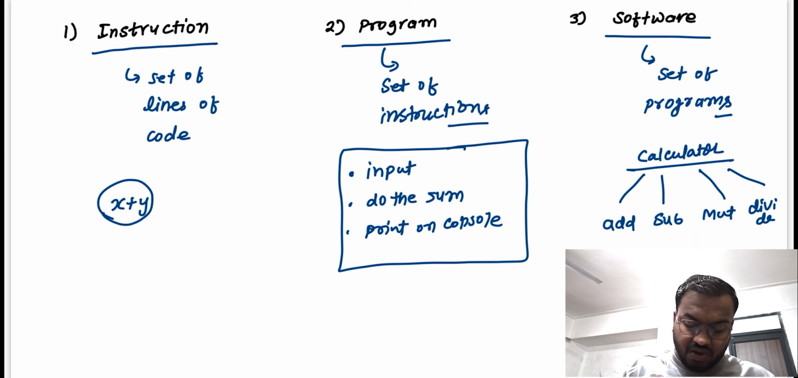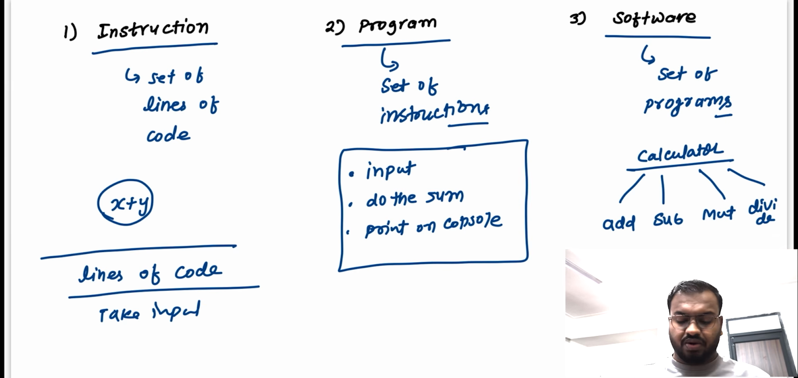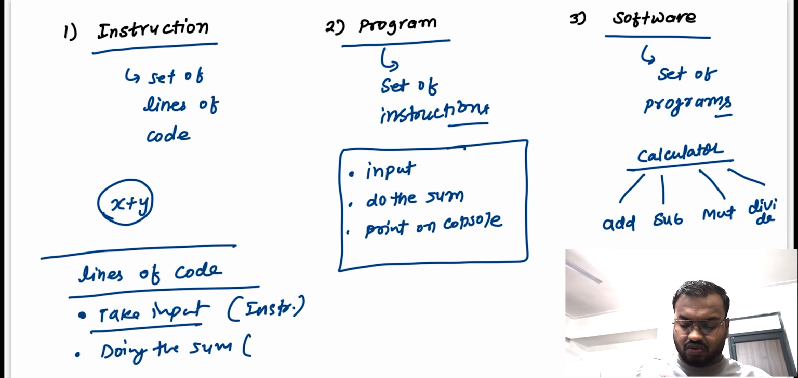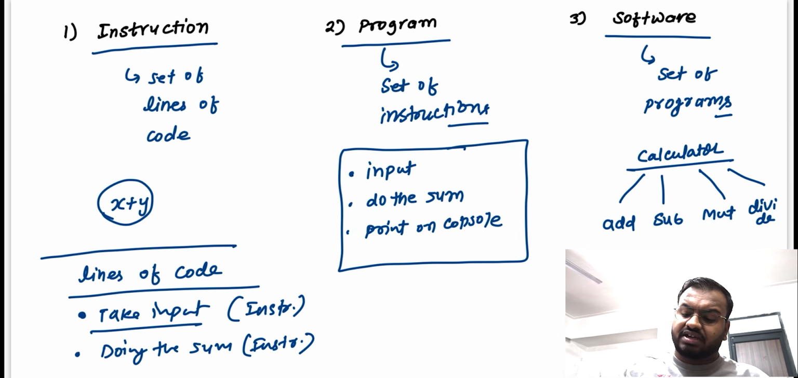Once again, I am repeating, what are instructions? Instructions are nothing but the lines of code. For example, take input. See, this is not the actual code, I'm just giving you the overview right now. So code for taking input, then code for doing the sum. These are individual instructions, means this single line is a single instruction, this single line is a single instruction. And when you combine such multiple instructions together, that will form a program. And when you combine such programs together, that will form a software.